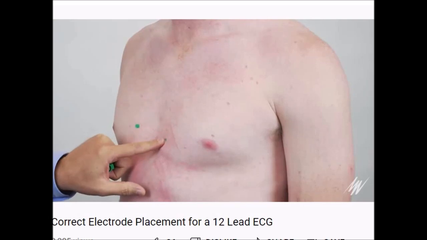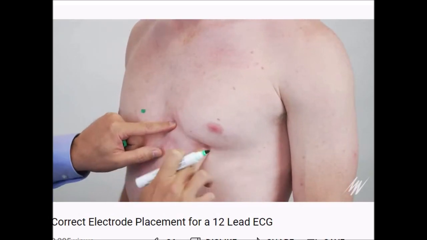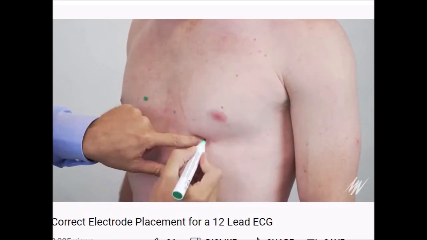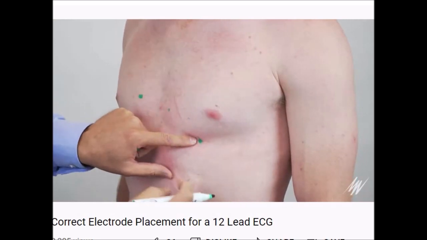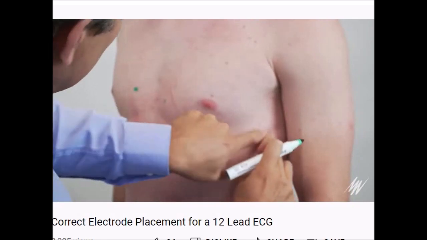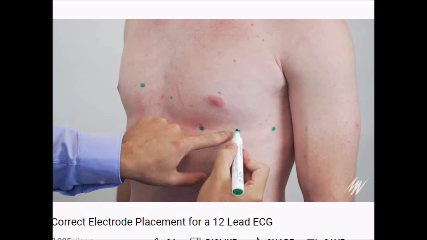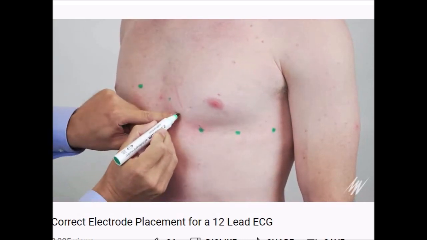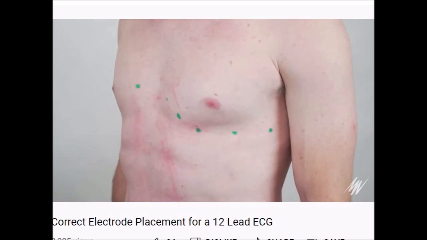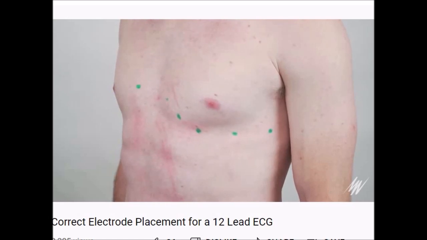Next, I will find V4, which is mid-clavicle and just 1 intercostal space lower. I place that one there. And then I'll look for V6, which is mid-axillary on the same level. Then I can just fill in halfway in between, which is V5, and halfway between these two is going to be V3. Once I've found those spots, I can stick on the electrodes.